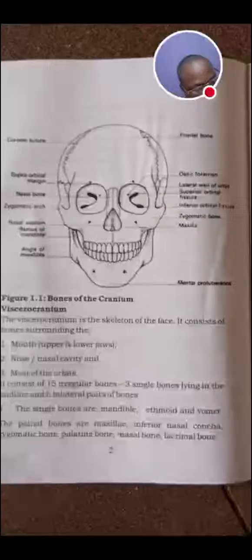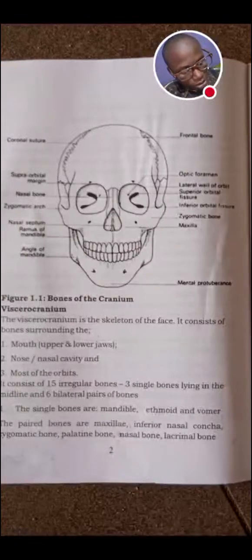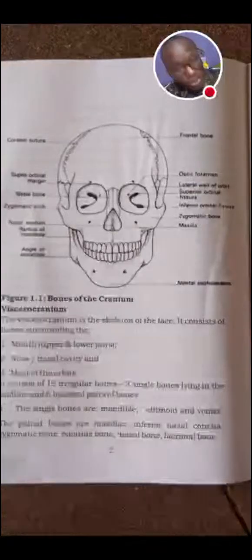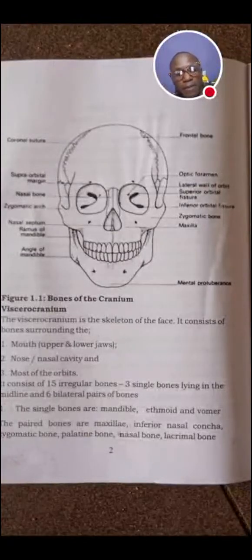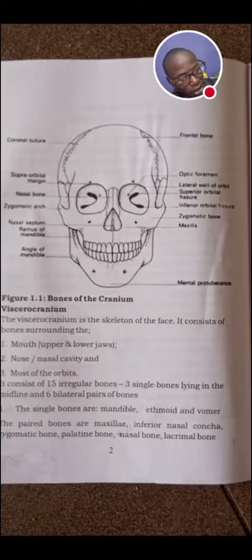Okay, viscerocranium has to do with bones of the face. We have one, mouth, upper and lower jaw. Two, nasal cavity. And then three, the orbit. And we say the orbit has 15 irregular bones. Three single, which is the VEM: vomer, ethmoid, and mandible. And then six pairs.